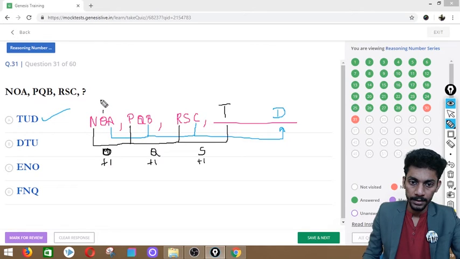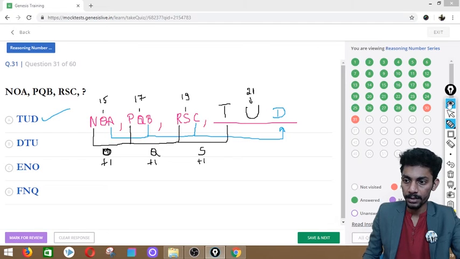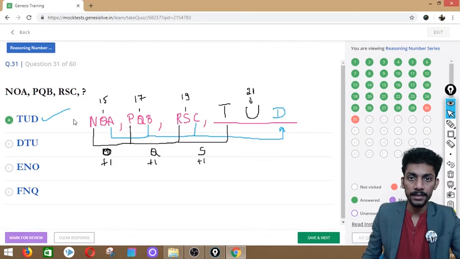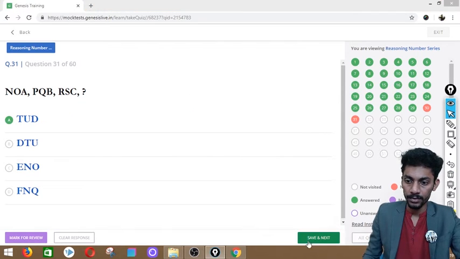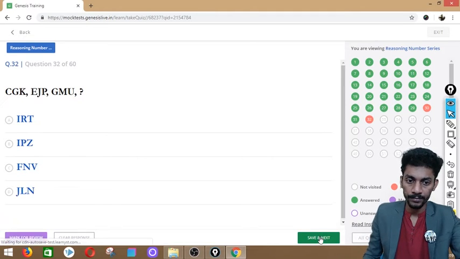Now, what about this? O is the 15th letter, Q is the 17th letter, S is the 19th letter. So plus 2, the next should be the 21st letter, which is nothing but U. So the answer is T, U and T. Okay, that is option A. So solve it here, mark the answer, go for the next one.